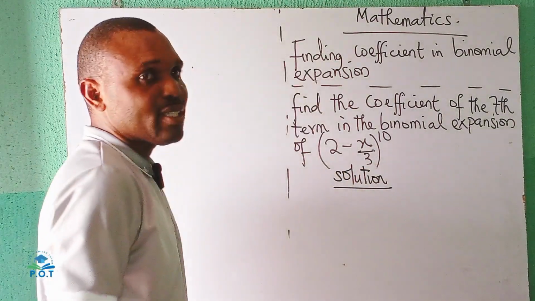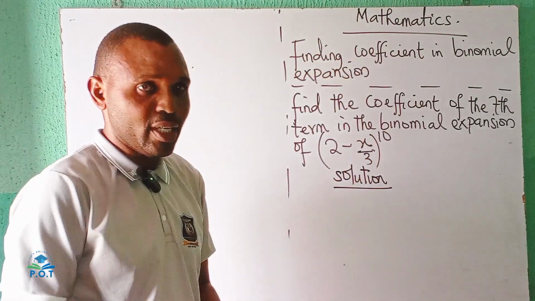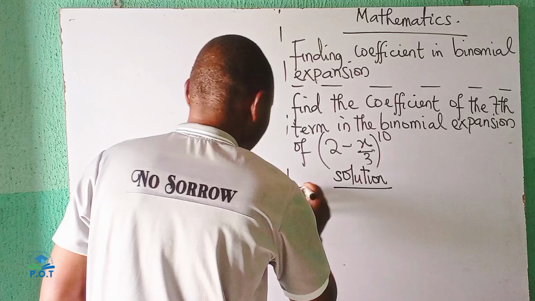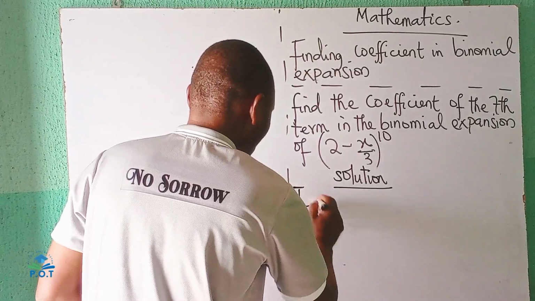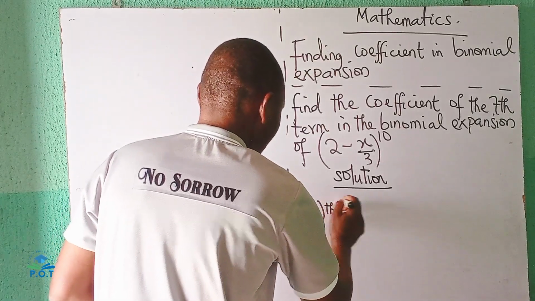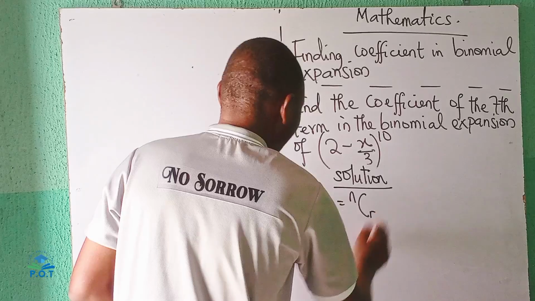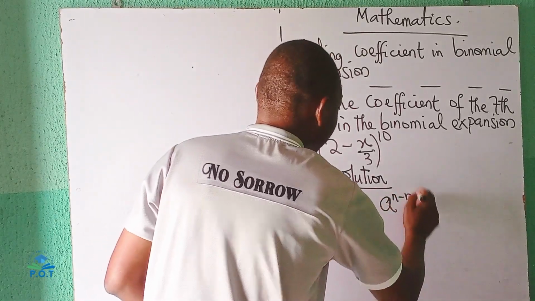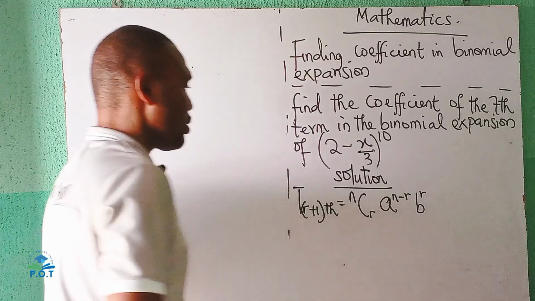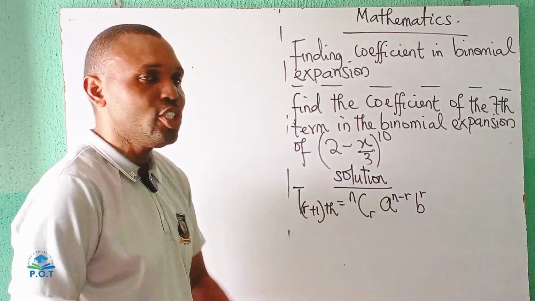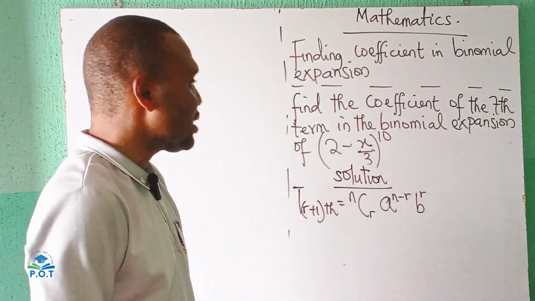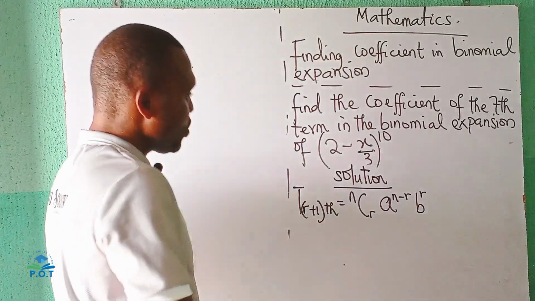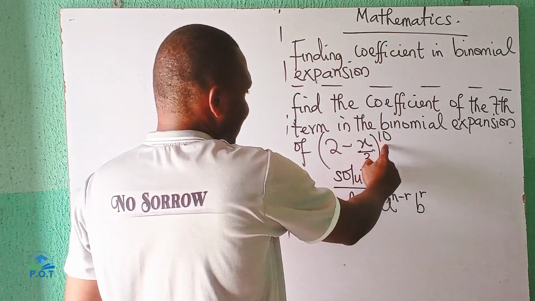Now, there is a general formula in the binomial theorem, which goes like this: T(r+1) equals n combination r, a raised to the power of n minus r, b raised to the power of r. So this is what we shall be using to expand this particular question. Now, take note, our n here is 10.